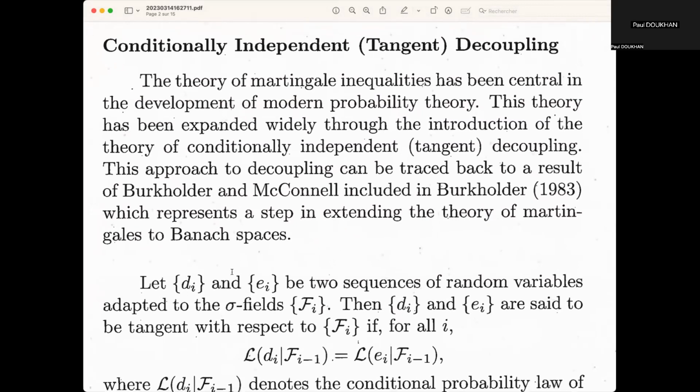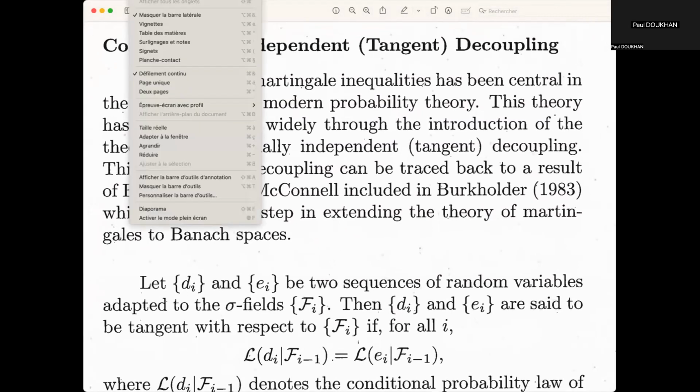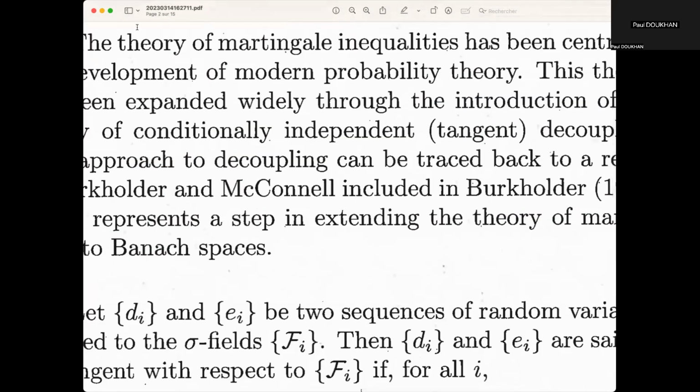So anyways, I'll tell you what I used from his work to develop the inequality in addition to Burkholder Gundy.